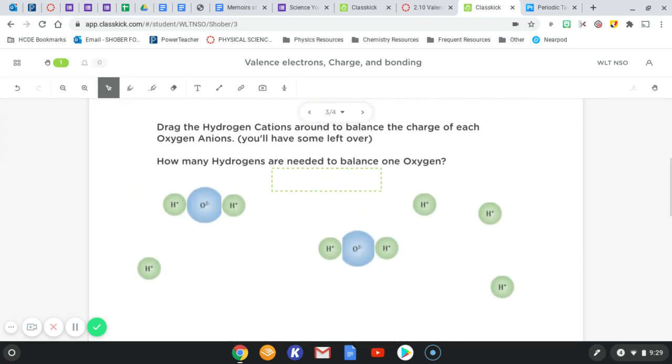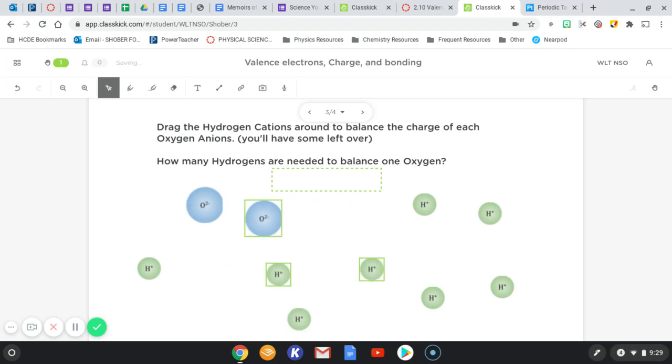And same thing here. Looks like I didn't re-scramble this. All right, so there we go. This is definitely not how it was. Okay, so it says drag the hydrogen cations around to balance the charge of each of the oxygen anions.